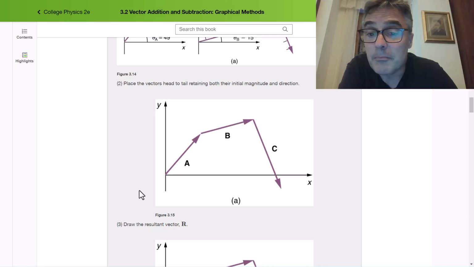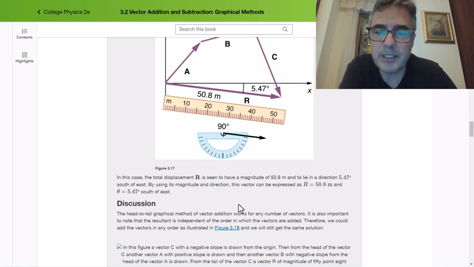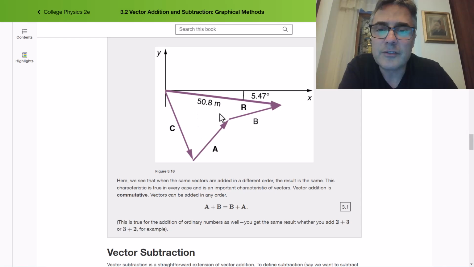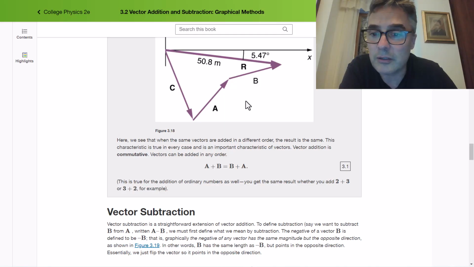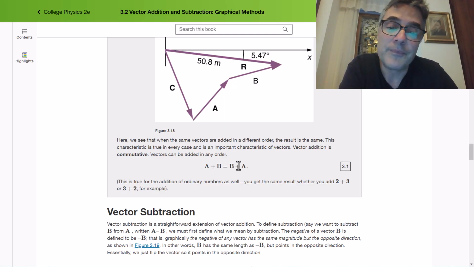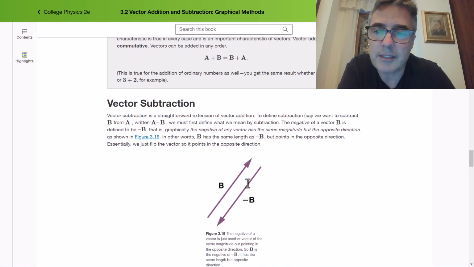You can add multiple vectors. They also go through and prove, so that's A plus B plus C. They change it around so that first they do C and then A and B, and they find out that it's the exact same resultant vector. So this is called, vectors are commutative. A plus B is the same as B plus A. You can switch the order that you add them. You still get the same thing.